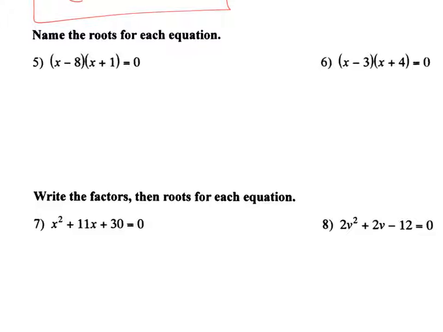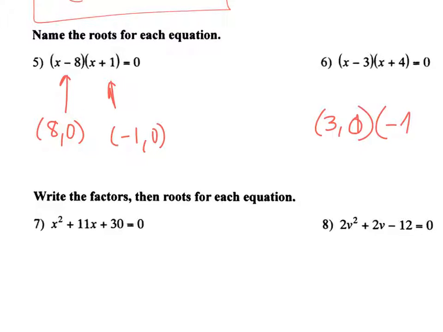All right, for 5 and 6, all they're doing is asking you to name their roots, which remember are opposite. So I've got 8, 0, -1, -1, 0. And then on 6, I have 3, +3, 0, and -4, 0.